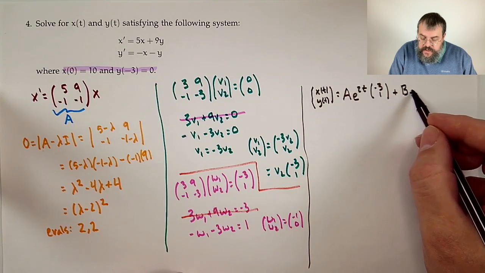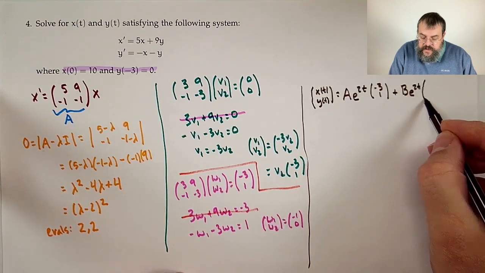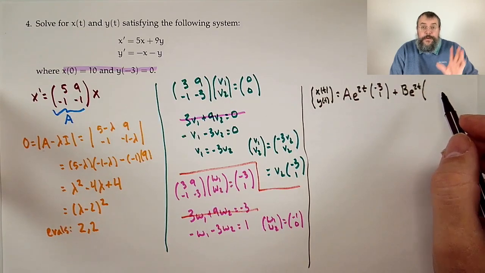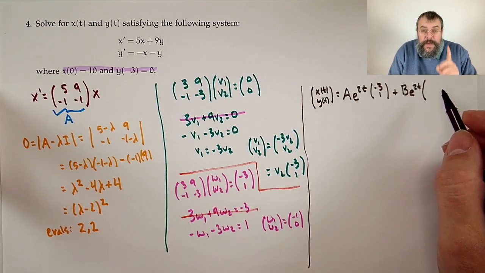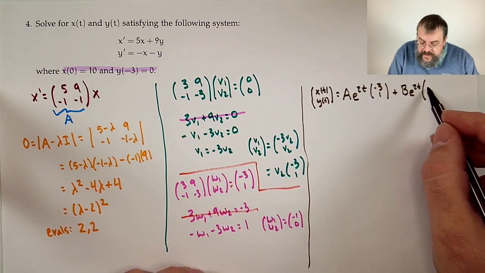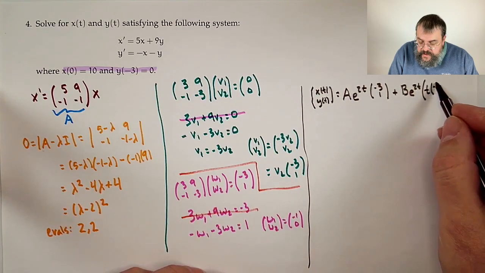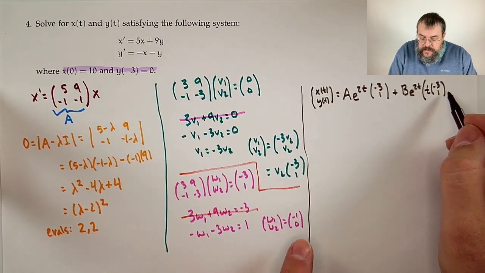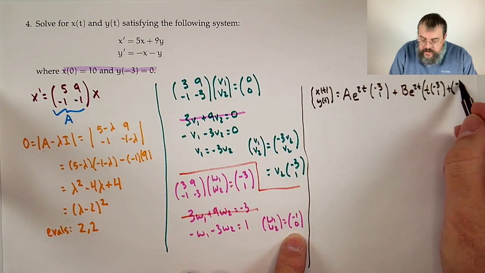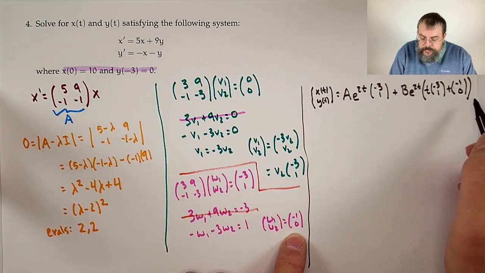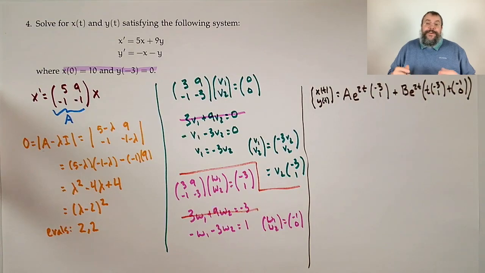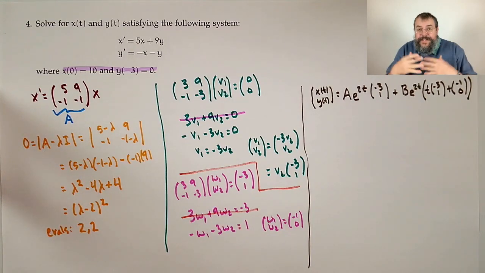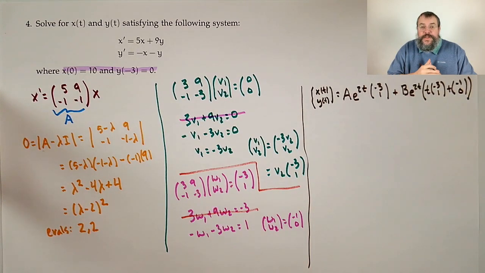So b, again, e to the eigenvalue t. And now this is where the bumping goes on, so make sure you get this part right. You're going to take t times your eigenvector plus this other piece down here, minus 1, 0. All right, now let's mush this all together.